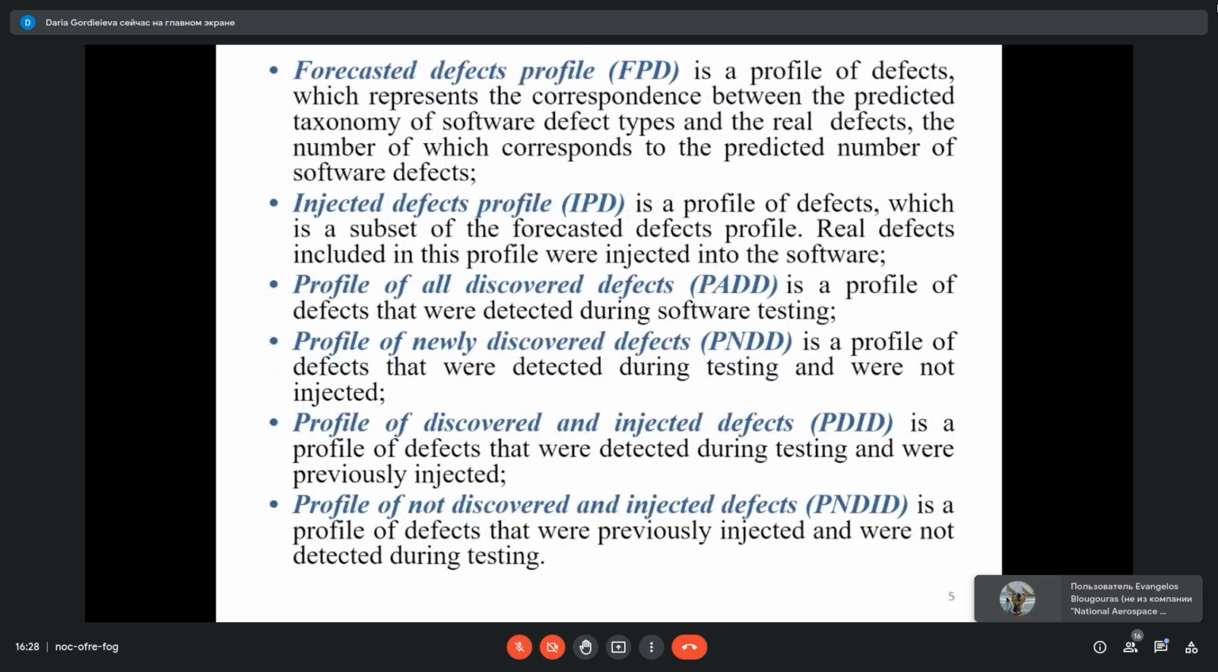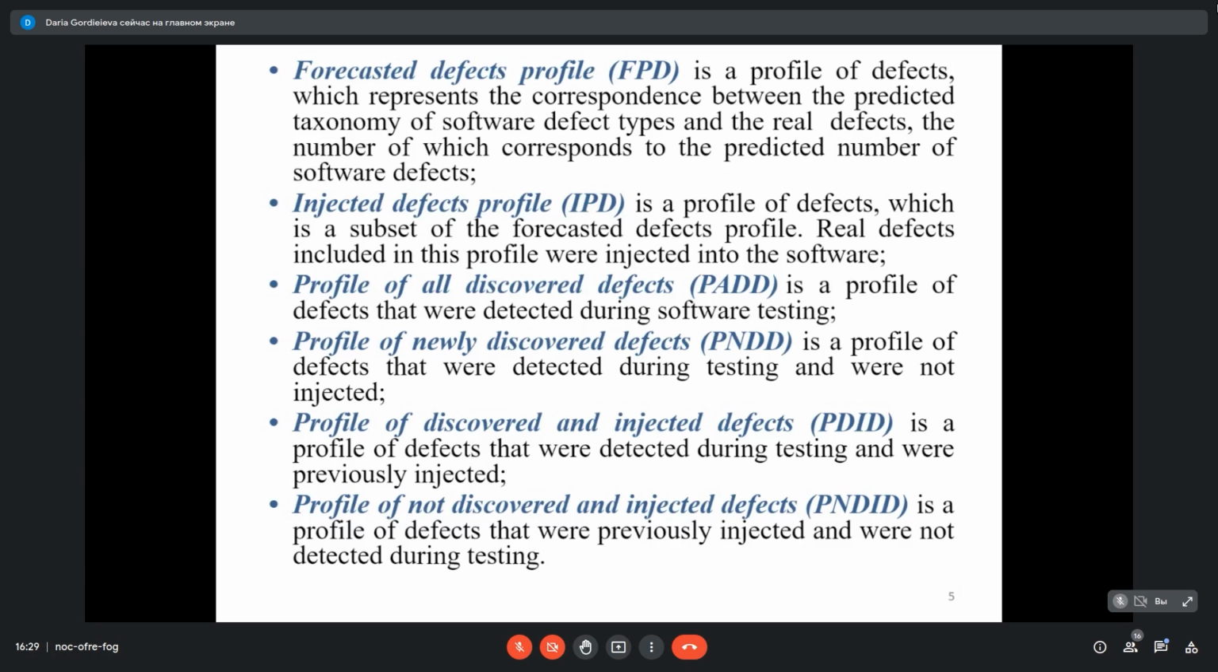Forecasted defects profile is a profile of defects which represents the correspondence between the predicted taxonomy of software defects type and the real defects, the number of which corresponds to the predicted number of software defects. Injected defects profile is a profile of defects, which is a subset of the forecasted defects profile. Real defects included in this profile are injected in the software. Profile of all discovered defects is a profile of defects that were detected during software testing.